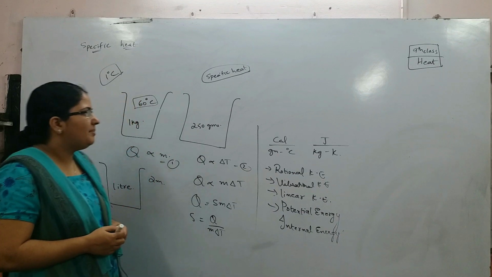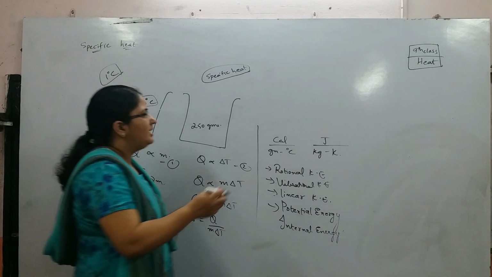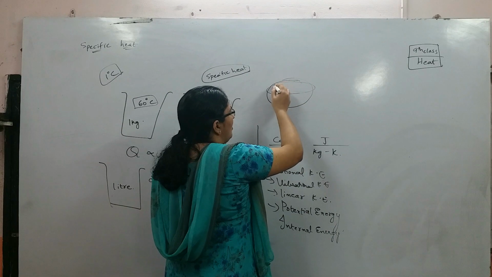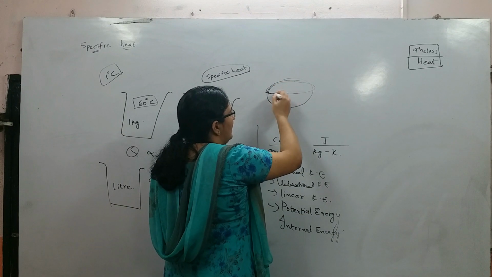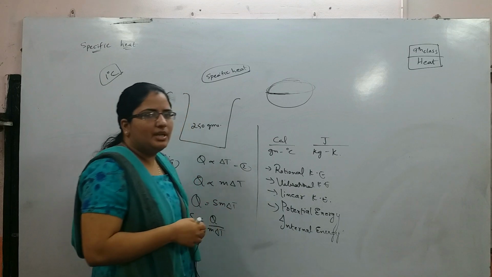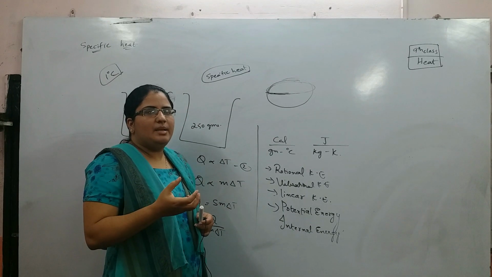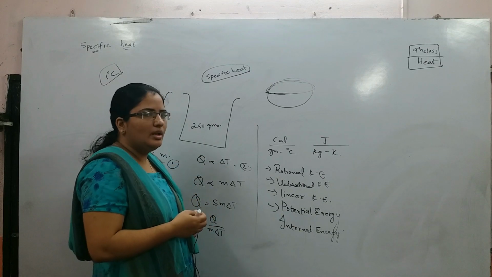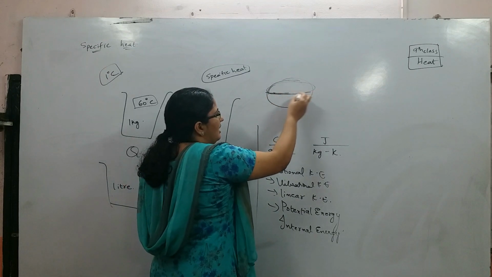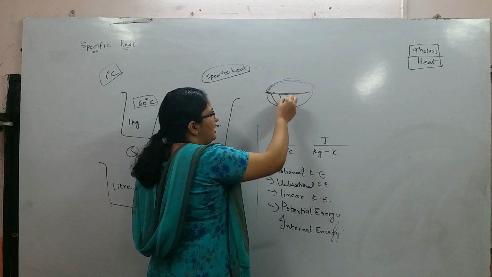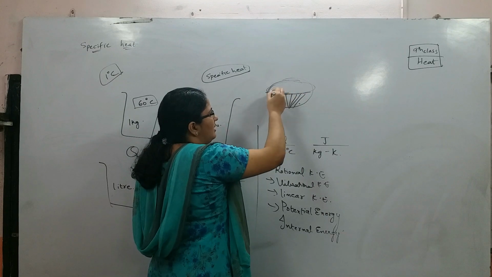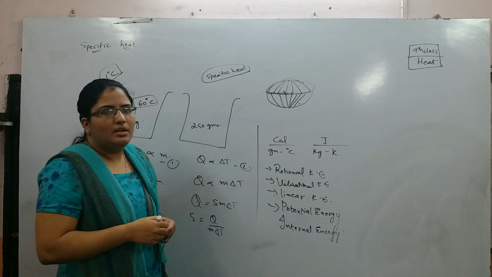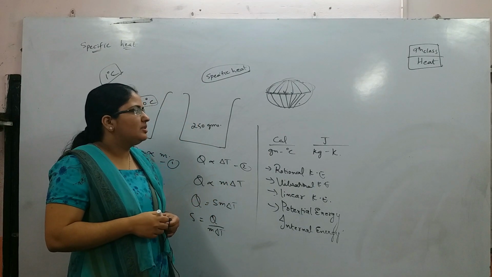Now let us see some applications of specific heat. Near the equator, where it receives more sunlight, the ocean water takes up the heat energy and keeps the surroundings cool. This heat energy will then spread to the poles. This happens without much rise in temperature. So that is one application.